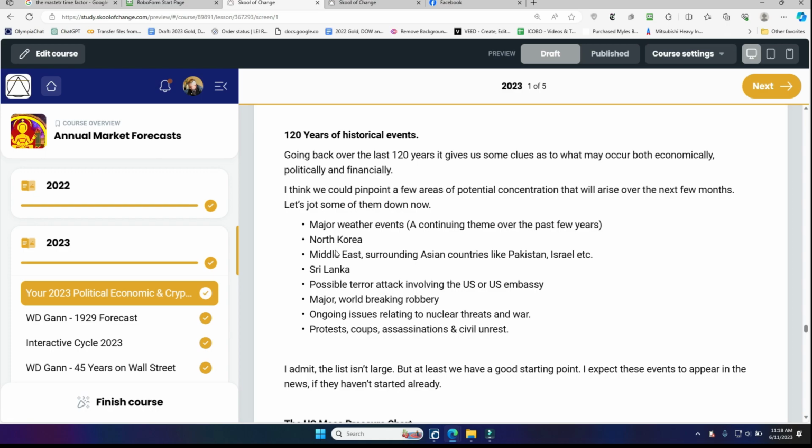They've had a lot of violence this year, but not like a full-blown war, which, I guess you can say, is good. Possible terror attack involving the US or US Embassy. Yes, that was already hit. Major world-breaking robbery. You could basically pinpoint that to the gold heist on, was it the Canadian airline? Ongoing issues relating to nuclear threats and war.